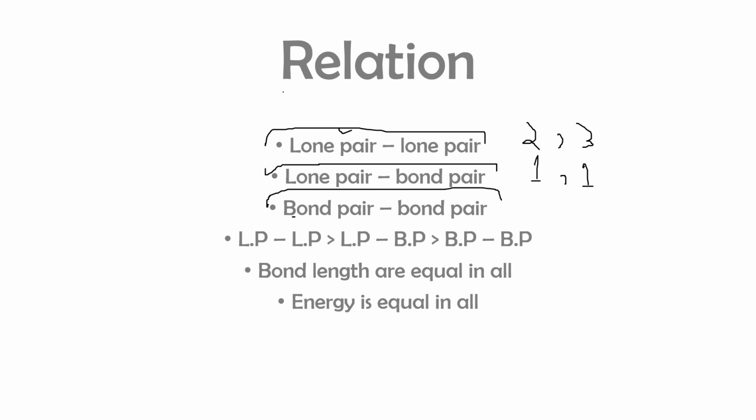Now what does it mean by the relation? Relation means the angle between them. What will be the angle between them? It should be clear in your mind that the lone pair has the most energy as compared to the lone pair-bond pair and bond pair-bond pair. Now the bond length of that molecule would be equal. Energy will be equal, like the total energy. But the bond energy would be different.